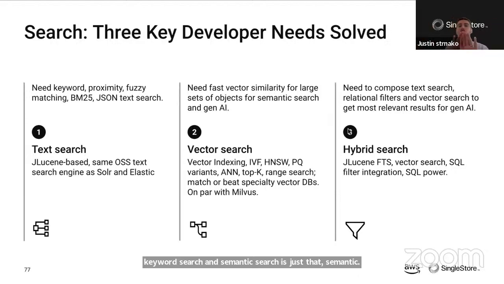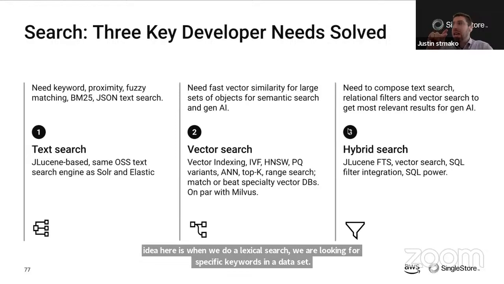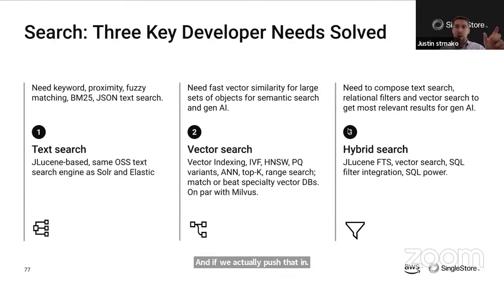But what if we brought the two of them together? The idea here is when we do a lexical search, we are looking for specific keywords in a data set. And if we push that in on the semantic side, so we take that lexical search, we search for specific keywords, we can push that into the semantic search as context. Every LLM has a context window associated with it. Some are bigger, some are smaller.